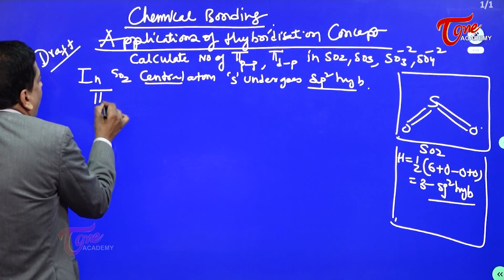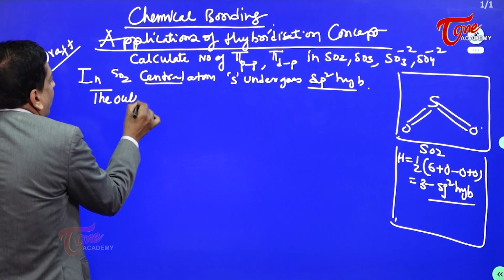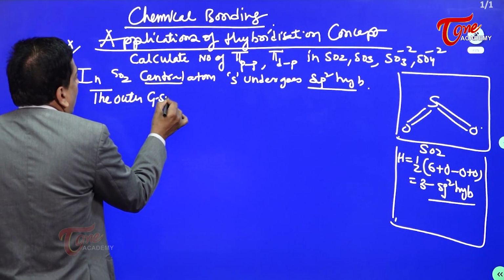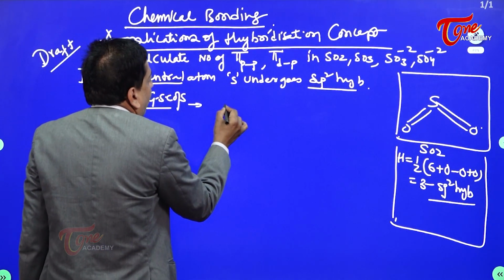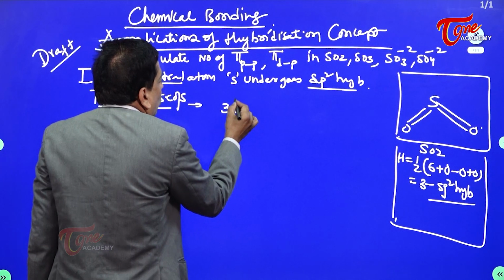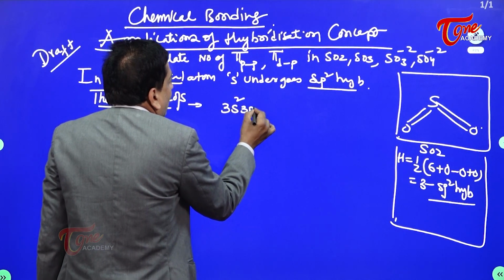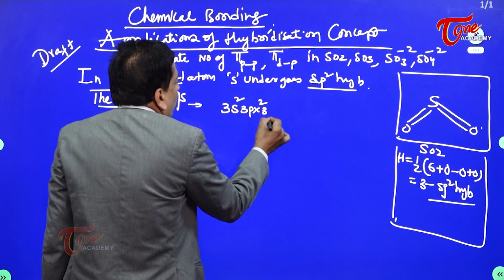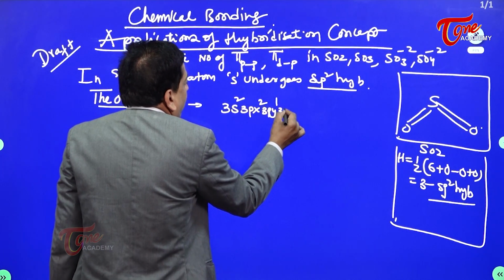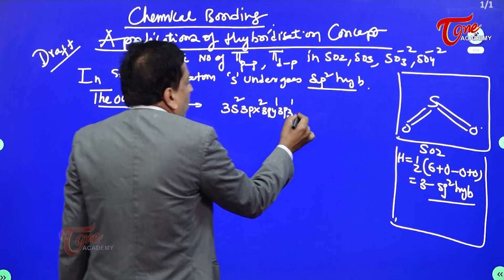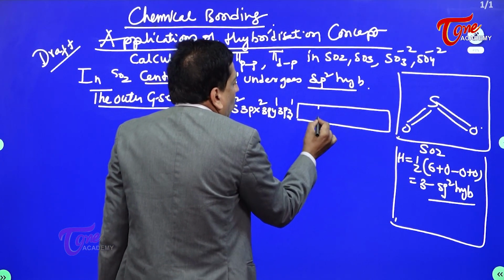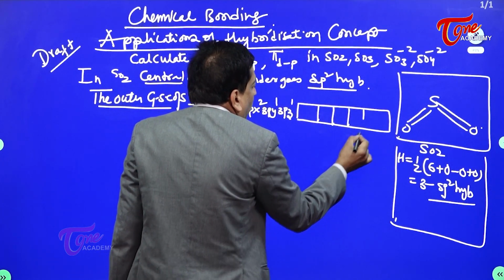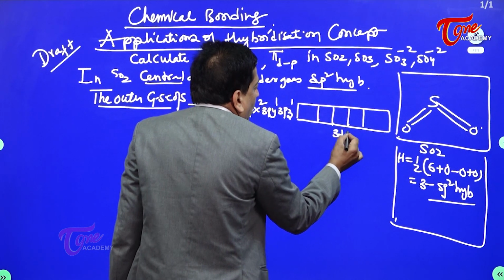The outer GSC of sulfur, outer GSC, will have 3s2, 3px2, 3py1, 3pz1, and the third D is completely vacant. 1, 2, 3, 4, and it is 3d0.